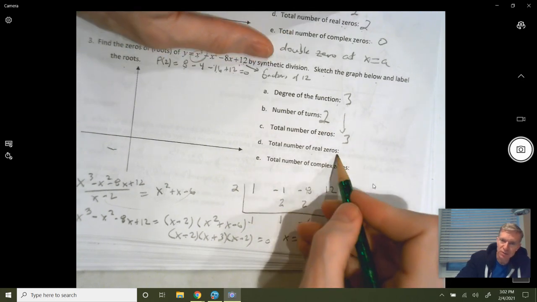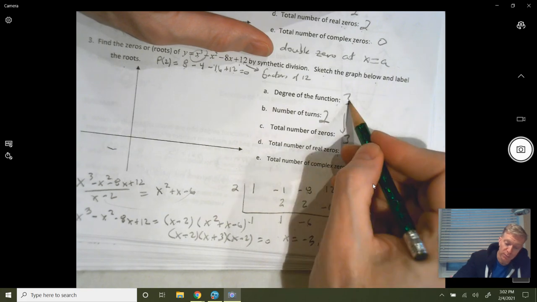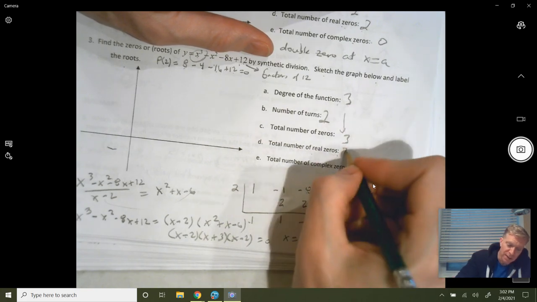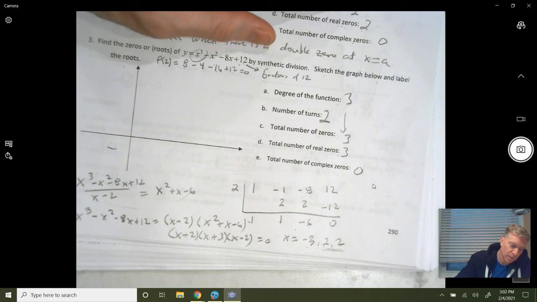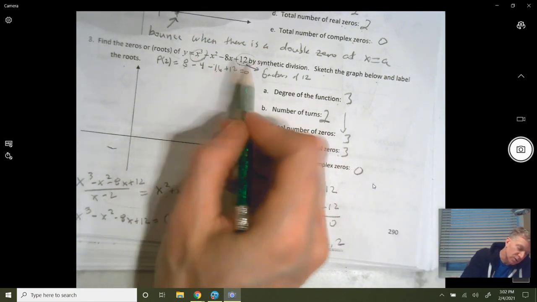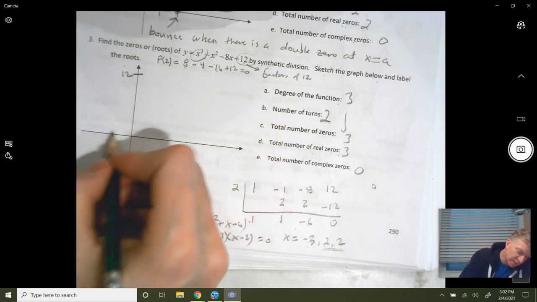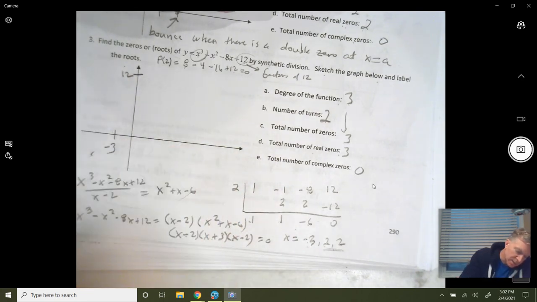Total number of real zeros, well, they're all real. Okay, they're looking for 3, and we found 3 real ones, so 3. And then there's 0 imaginary. Okay, so we can graph our y-intercept. Plugging in 0 for x gives us 12 for y. And then we've got negative 3 and positive 2.